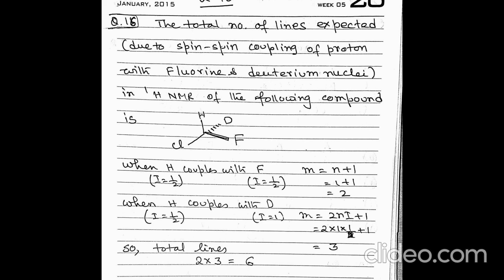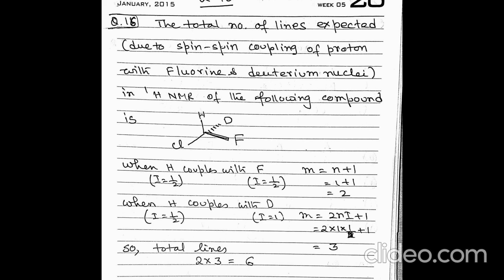Okay, so now let us calculate the multiplicity by using the relevant formulas. When hydrogen couples with fluorine, fluorine has the I value of half, so multiplicity can be calculated using the formula M is equal to N plus 1. So for fluorine coupling, it will be 1 plus 1 is equal to 2, a doublet.